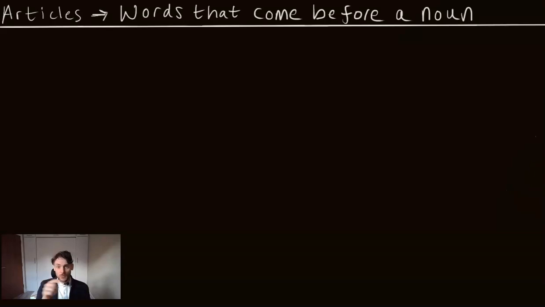What is an article? An article is a word that comes before a noun. It comes before a person, place or thing. And it helps us understand the relationship between the speaker and the noun they are talking about. Is the relationship important? Is the thing they're talking about specific? Is it a general thing that they are talking about? That's what they're there for. That's how they help us be accurate.